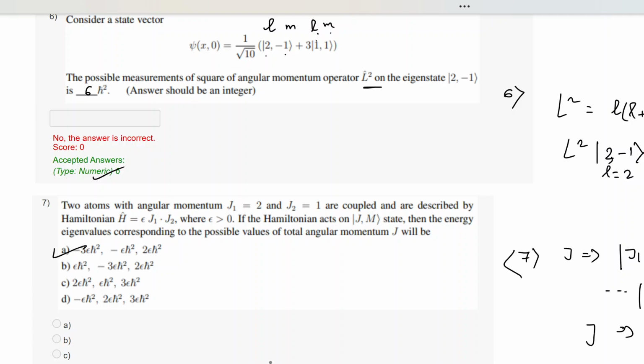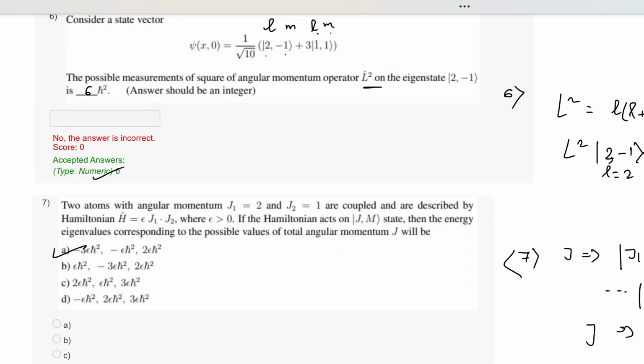Now question number 8: the Clebsch-Gordan coefficient with m1 equal to j1 minus 1, m2 equal to minus j2 plus 3, and j equal to j1 plus j2, m will be non-zero if... So this is a very useful property of CG coefficients: the coefficient will be non-zero, or contribute, only when m1 plus m2 equal to m.